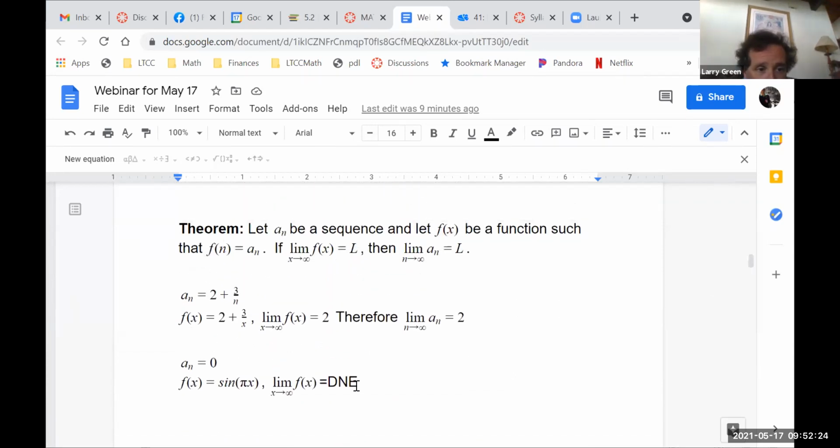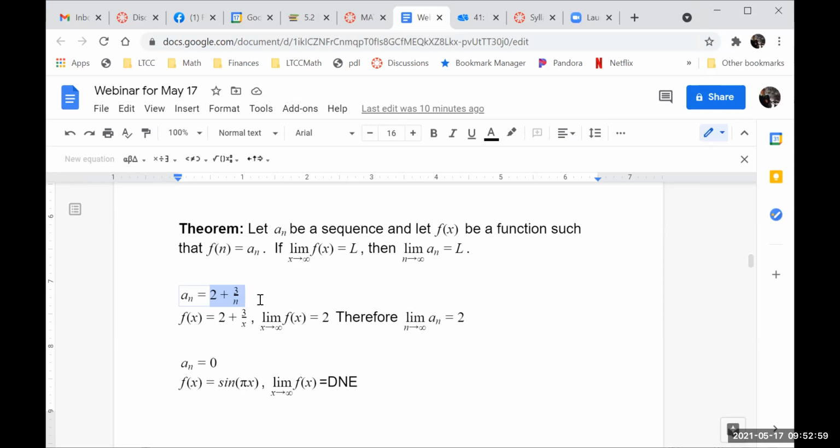Sometimes it's obvious if it's increasing or decreasing. So for example, how about this one? Is this monotonic? Yeah, this one is monotonic, right? As n gets larger, an gets smaller.